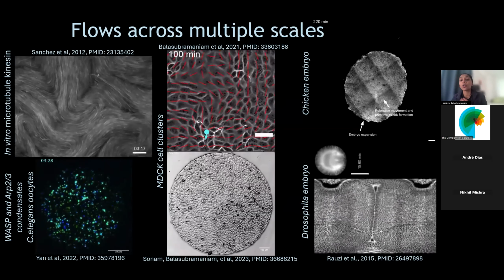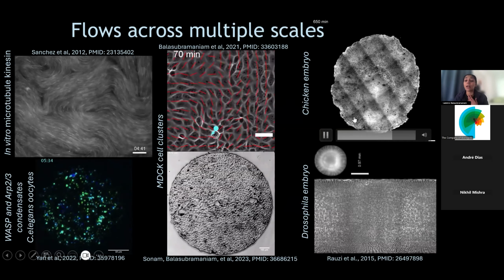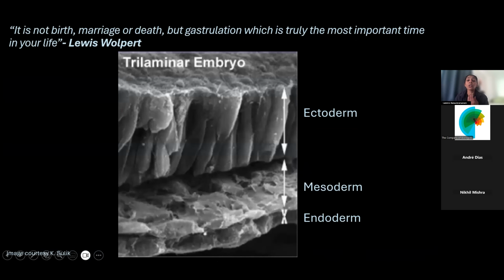So today, what I want to talk to you about is this early stage development of gastrulation, where you have these large-scale flows appearing. Gastrulation is thought to be the most important point in your life, as famously said by Lewis Wolpert, because it's the point at which the different germ layers in your body get specified. The germ layers meaning the ectoderm, mesoderm, and the endoderm.